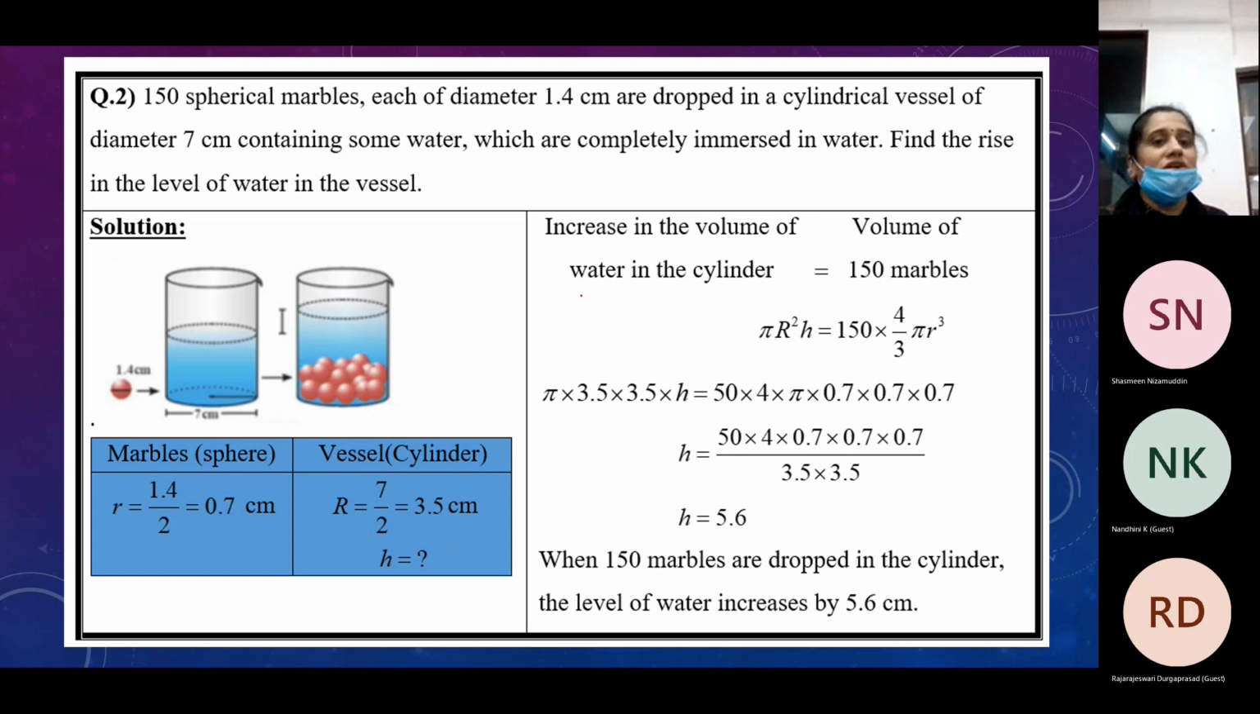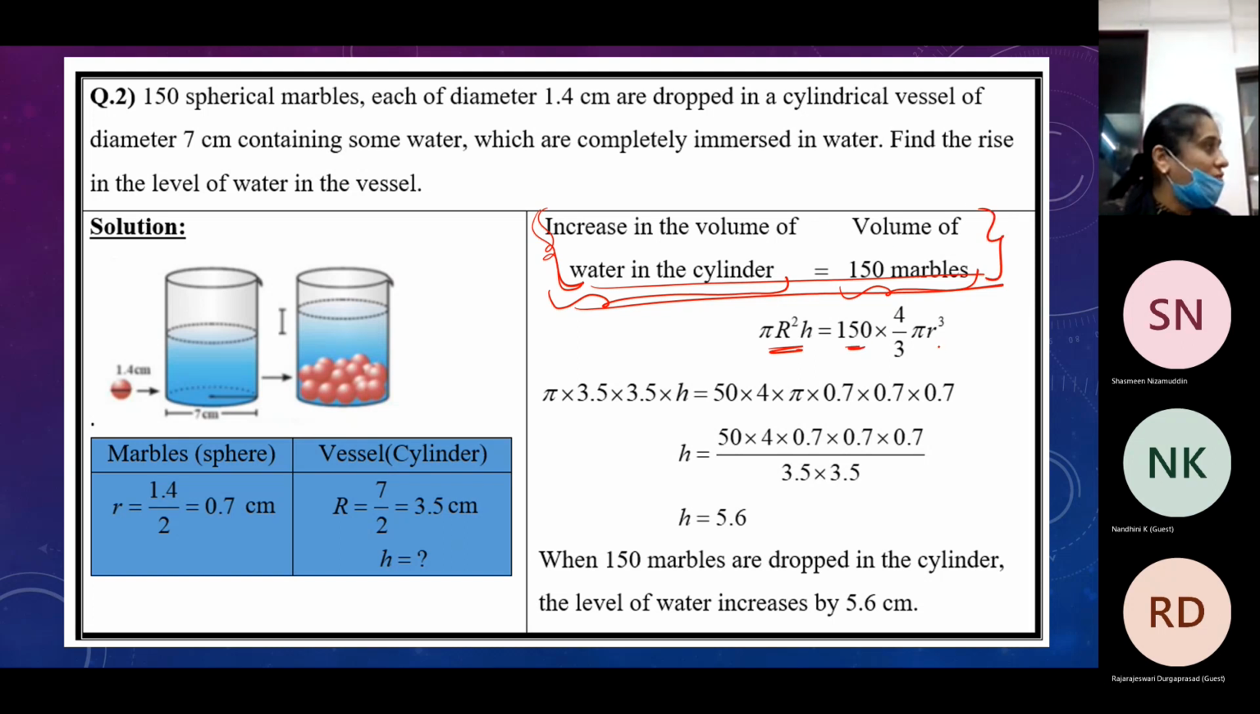And this is what you should write in words first. Increase in the volume of the water in the cylinder is equal to volume of 150 marbles. Write this in words first. And then what is the formula for this one? Pi r square h. And what's the formula for this one? 150 into 4 by 3 pi r cube.